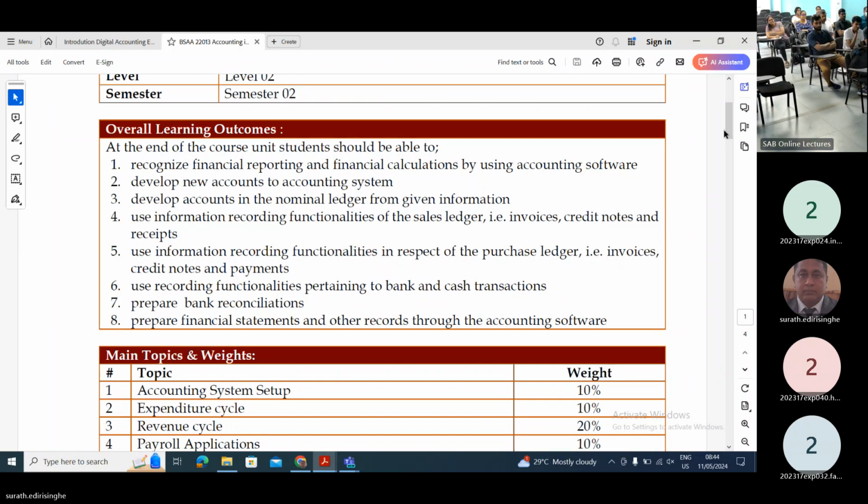Take this part. This is the purpose, the objective of this subject. After completion of this course module, students should be able to apply it and prepare financial statements and other records through the accounting system. What are the financial statements available in your company or a general company? Tell me.